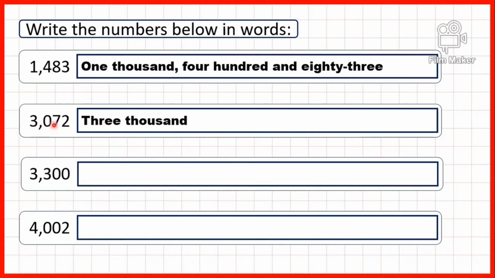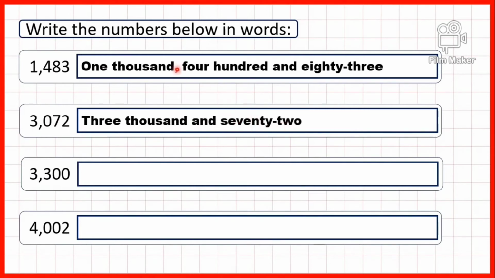Now for this number here, we have 3 as our thousands digit, so we can write 3000. Then we look at the last 3 digits of our number. This time we have 072. So this 0 tells us that we don't have any hundreds in our number. So we can just write and 72.